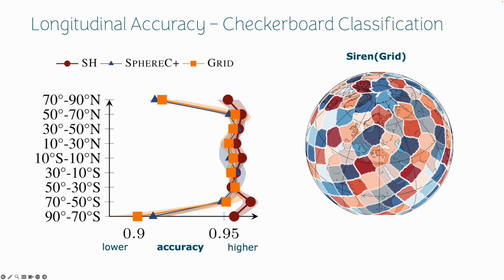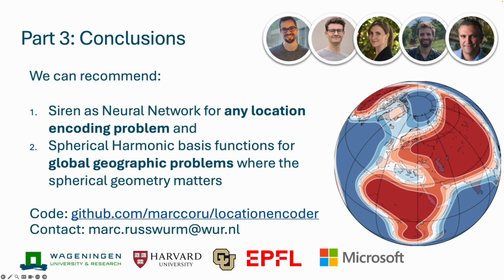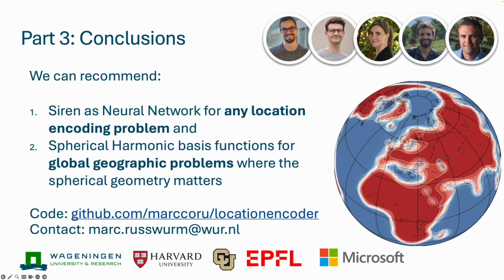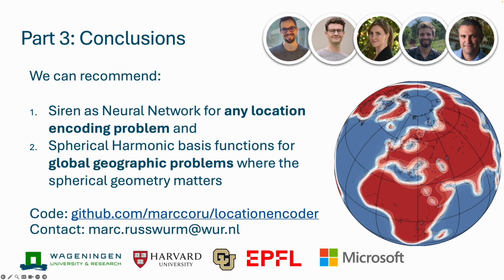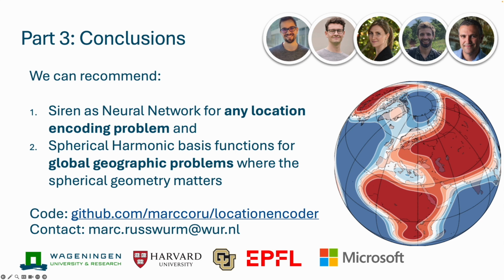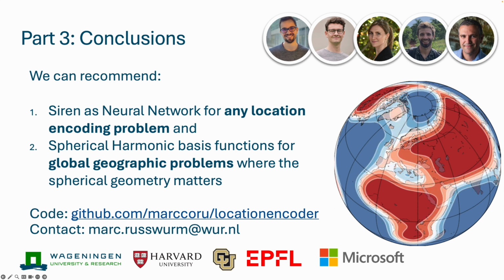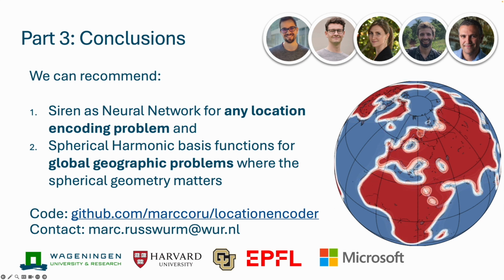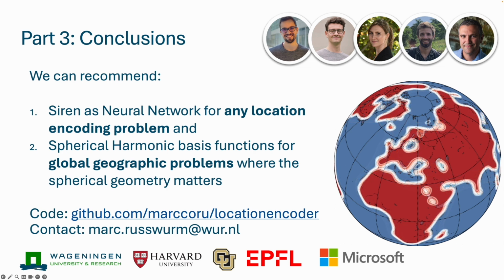So here you see some artifacts on the top right, and I have some nice animation around here, but if I change to the spherical harmonics, you see that the artifacts are gone. So, to conclude this paper, some conclusions and some concrete recommendations. Sirens are a good neural network for any location encoding problem, and spherical harmonics are good for global problems where the spherical geometry matters. So if you take something from this part, it is that Sirens are good for location encoding and spherical harmonics when you want to go to high latitudes and the poles, or you would like to look at the entire globe.